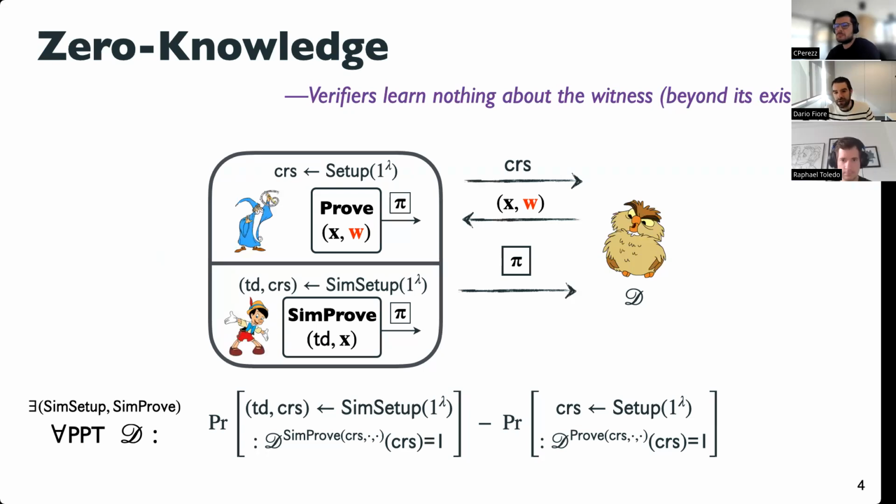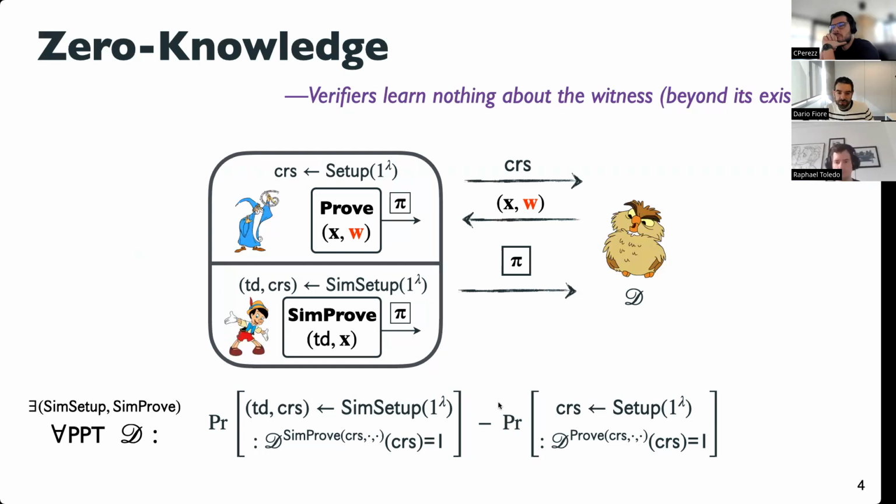In order to model the fact that the verifier learns nothing, we compare two games. Here, can you see my cursor moving? Yeah, we can. Okay, good. In one game, we generate the CRS using setup, and then there is this adversary that we call D, the one that has to decide, and has access to an oracle. Think of it in this game as an oracle where it can send a statement and a witness, and it gets back a proof generated by the prove algorithm.